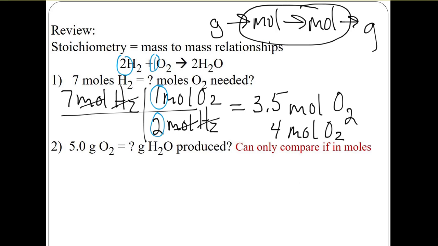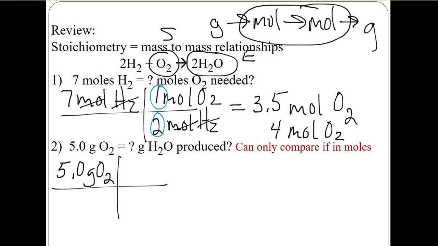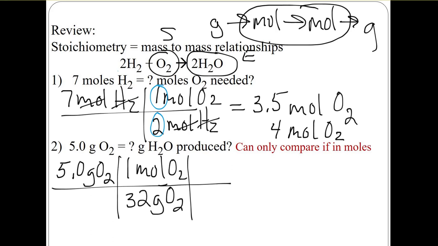All right, let's do this next one. So we have 5 grams of oxygen, and it says how much water is produced. So we are going to start with our oxygen. There's our start, and we're going to end with our water. So to use the balanced equation, we have to be in moles. So that's always our first step here. So I know that for oxygen, 32 grams of oxygen equals 1 mole. And that's because 1 mole equals what it says on the periodic table. And it says O2, so I just add 16 plus 16. So grams cancels, I'm left with moles of oxygen.